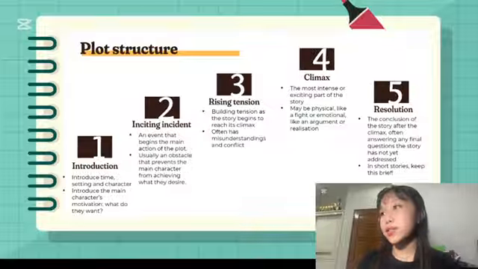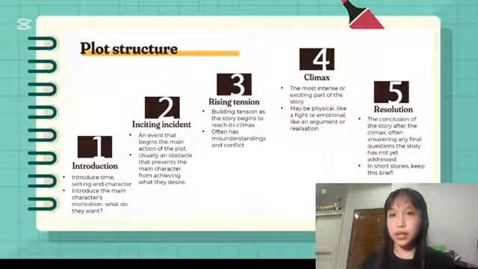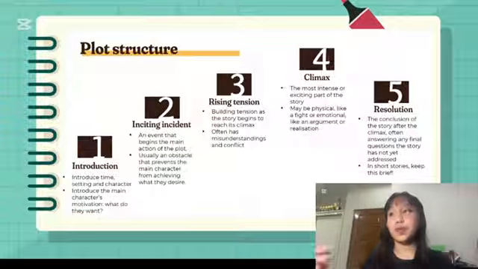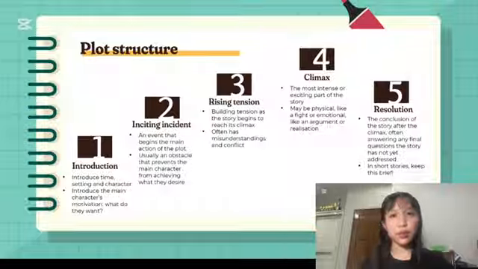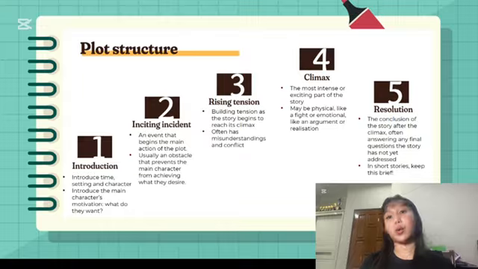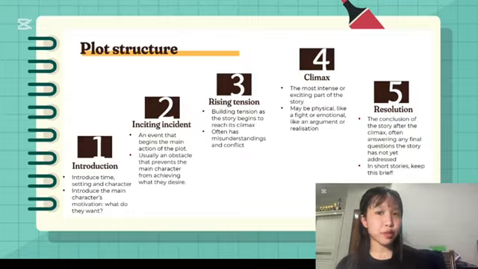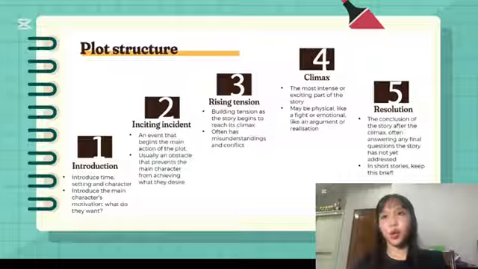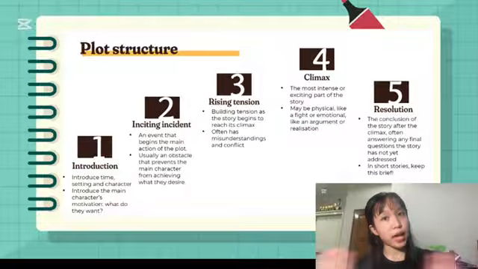Often it answers any final questions that the story has not told yet, or your story could end with a cliffhanger, but never end with questions unanswered. That's not going to make your plot well defined, and your examiner is going to be really confused. And never end your story with, oh, it was all a dream. Examiners hate that so much.